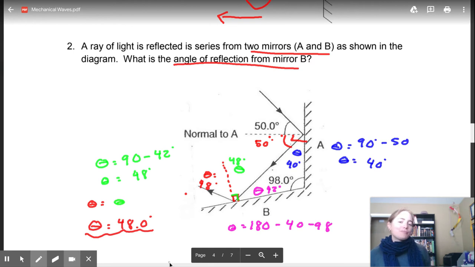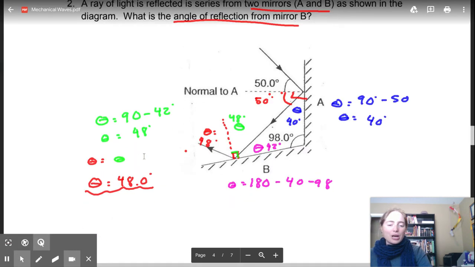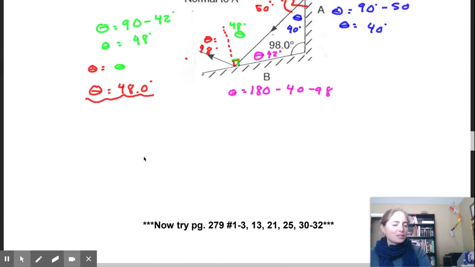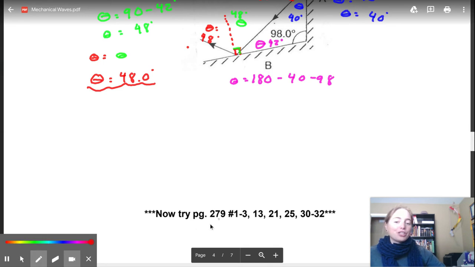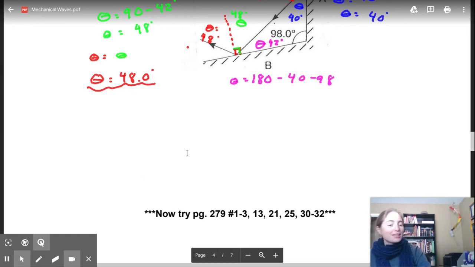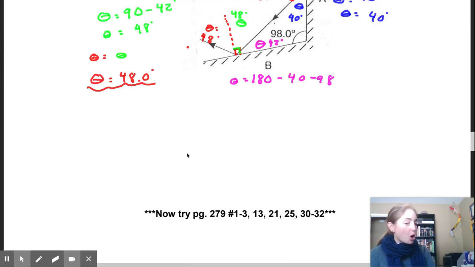Okay, so this one is just using our angle of incidence and angle of reflection with some basic geometry. All right, ladies and gentlemen, I wouldn't worry too much about angle of incidence and angle of reflection. We're going to be coming back to that later next year in Physics 30. But do some of these practice problems. It's good for you. And when you've done some of those, then come back. We'll come back to the next part of the video. So pause the video, stop it now, and then come back later.